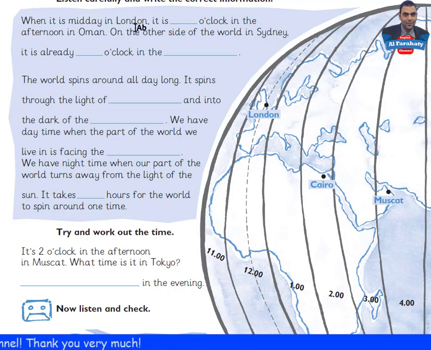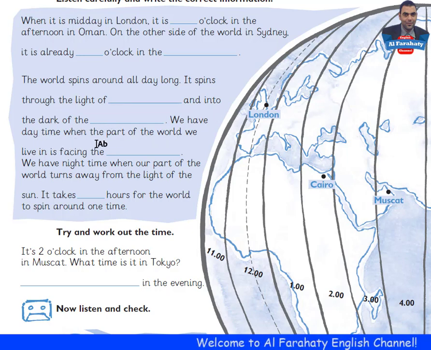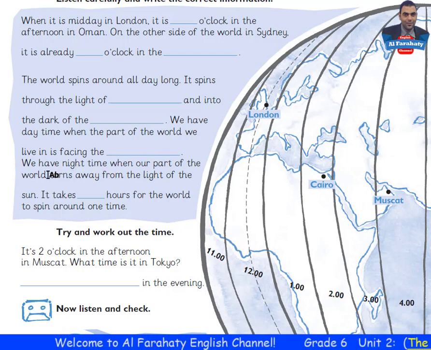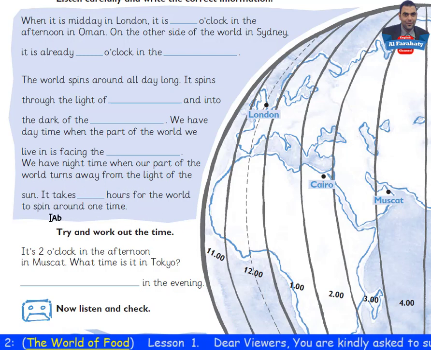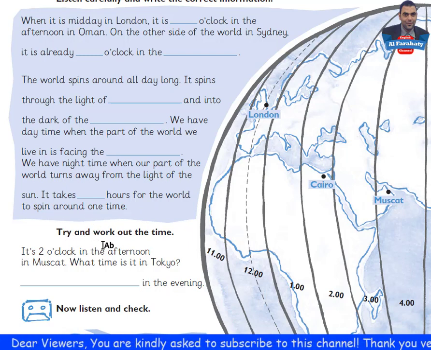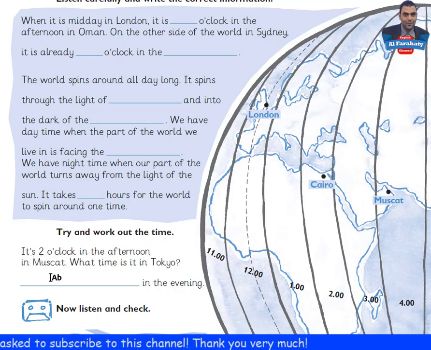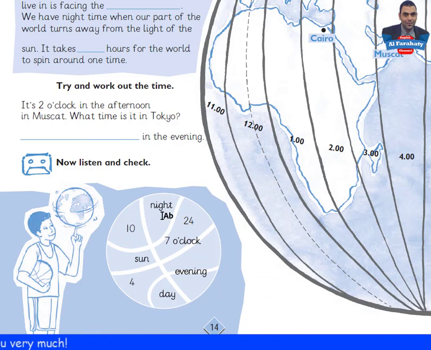When it is midday in London, it is blank o'clock in the afternoon in Oman. On the other side of the world in Sydney, it is already blank o'clock in the evening. The world spins around all day long. It spins through the light of the blank and into the dark of the blank. We have daytime when the part of the world we live in is facing the blank. We have nighttime when our part of the world turns away from the light of the sun. It takes blank hours for the world to spin around one time. Try and work out the time. It's 2 o'clock in the afternoon in Muscat. What time is it in Tokyo? In the evening. You can complete the text with these words.